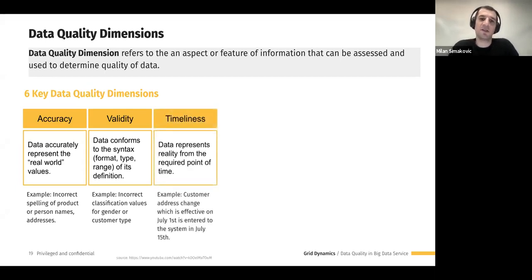The third dimension is timeliness. This means how a change in real life is reflected in our data. For example, if a customer changes the address on July 1st and it's updated on July 15th, we have 15 days of data inconsistency.